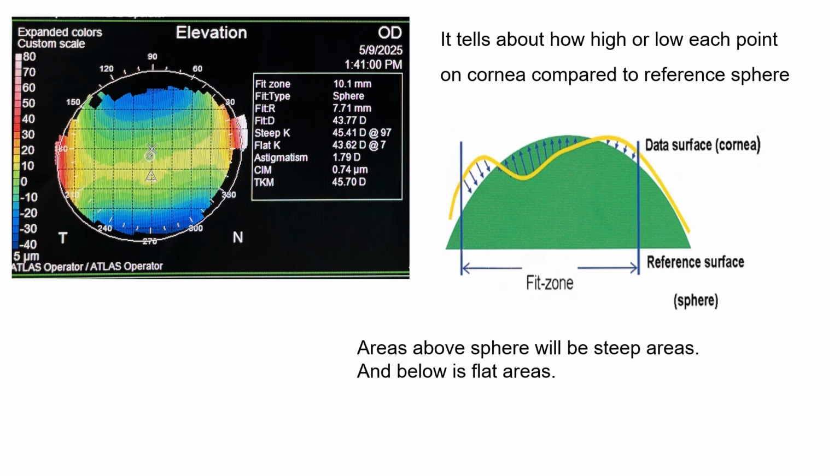The next map is the elevation map. In the elevation map, it tells how high or low each point on the cornea is compared to the reference sphere. So the reference we are going to take for comparison in this map is a sphere. It represents that the cornea is a sphere, and any point above or below represents asphericity. So areas above the sphere will be steep areas and below will be flat areas.